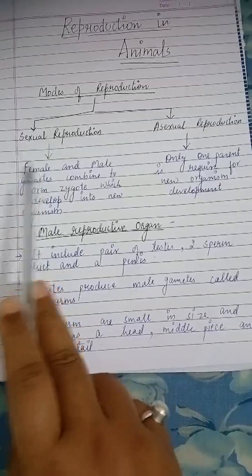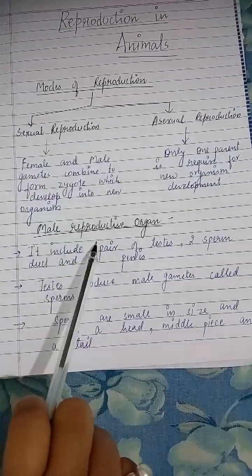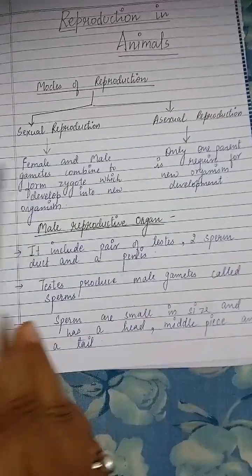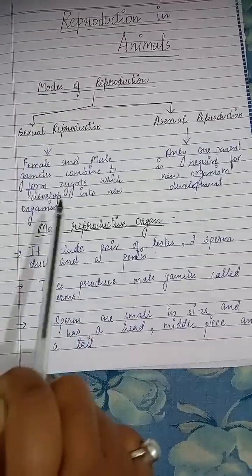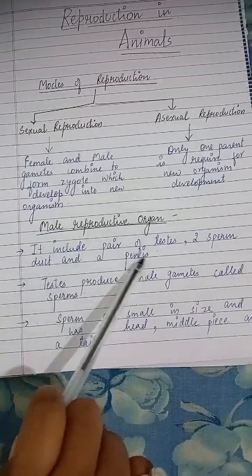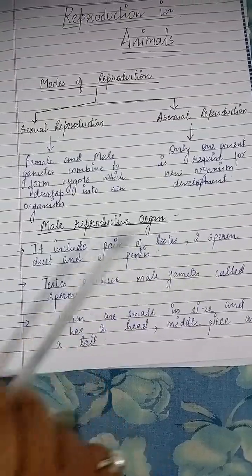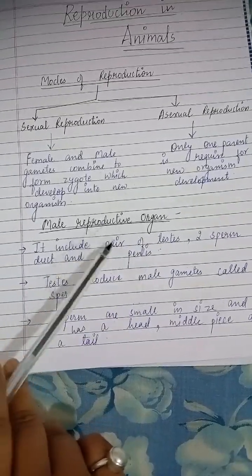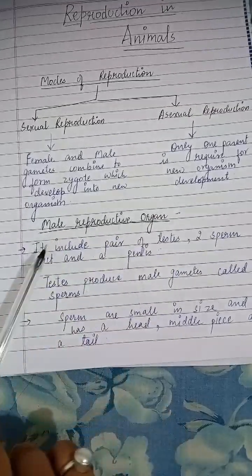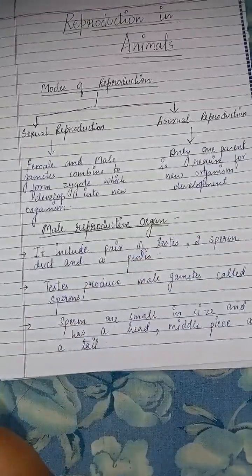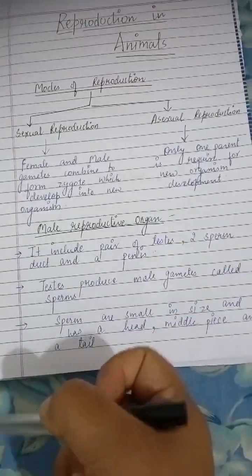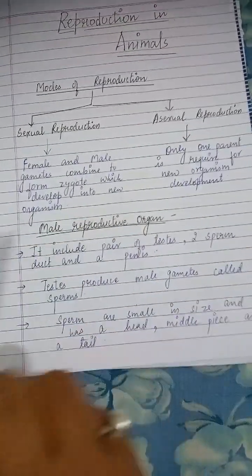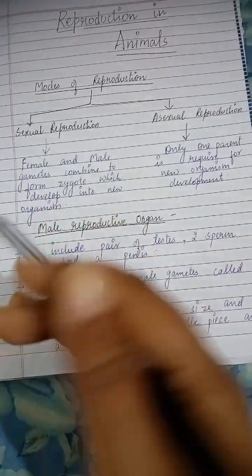So, talking in detail about sexual reproduction, the first part is the male reproductive organ, right? If male and female gametes are different, then both reproductive structures are different. In male reproductive structures, there are three things: a pair of testes, two sperm ducts, and a penis. The pair of testes is the structure where the sperms are produced. Sperm ducts are tunnel-like or tube-like structures through which the sperm is released.